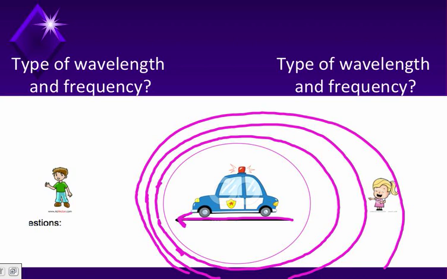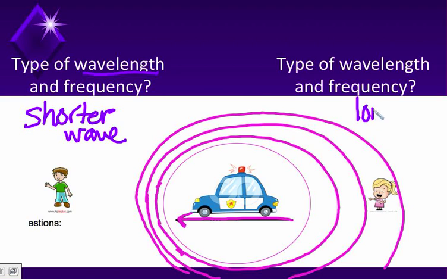So because the truck is in motion and emitting sound, we know that as the truck moves forward, in front of the object, I will see the waves. What type of wave will I have? They will be shorter waves. And over here, as the object is moving away from the observer, the girl here will experience longer waves.